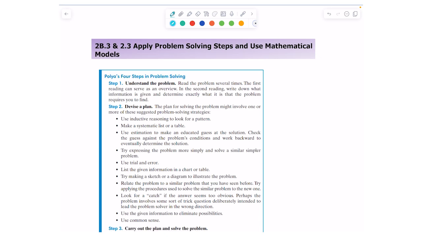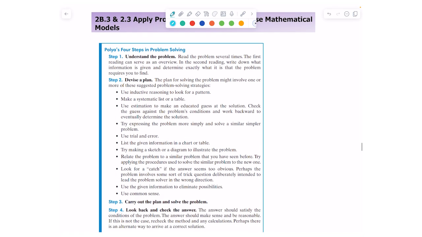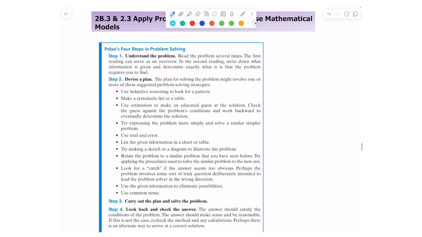Welcome back. In this video, we're going to look at applying problem-solving steps and using mathematical models. In this section, we're going to apply what's called Polya's 4 steps in problem solving. I recommend that you read through these different steps. The first step is just make sure that you understand the problem. That might involve reading it a few times, making sure you understand what you're actually looking for.